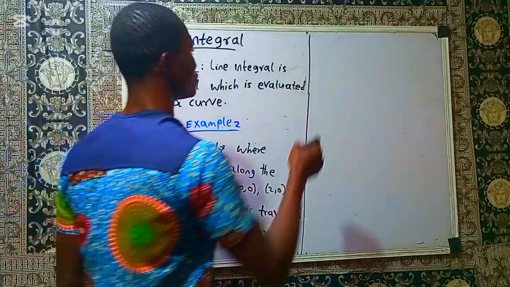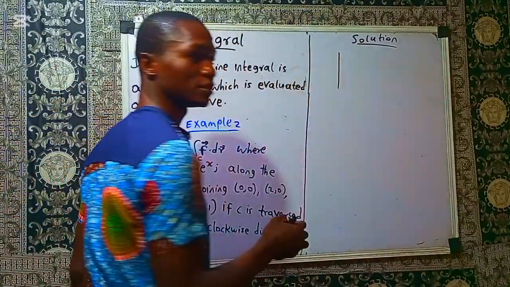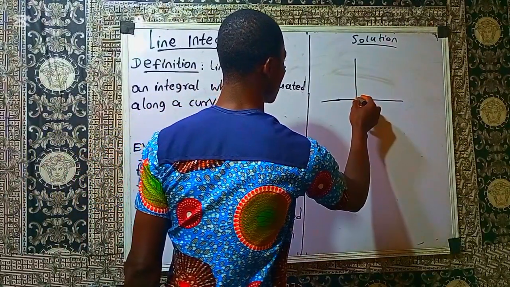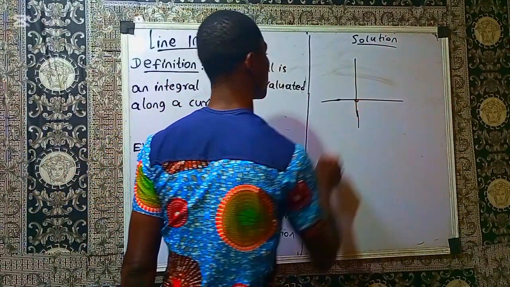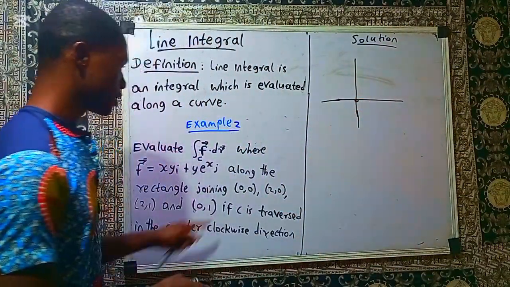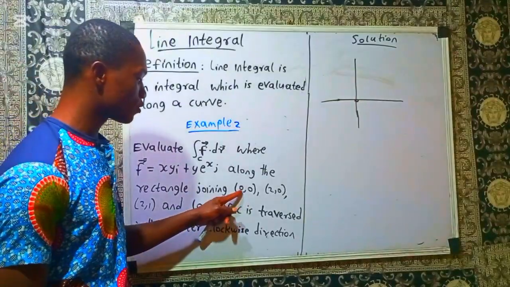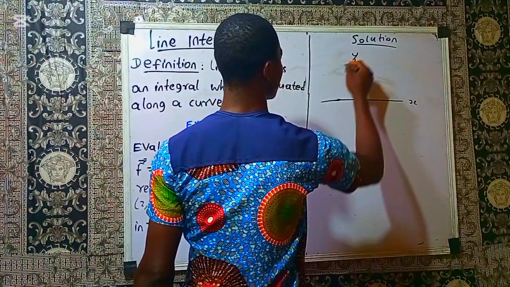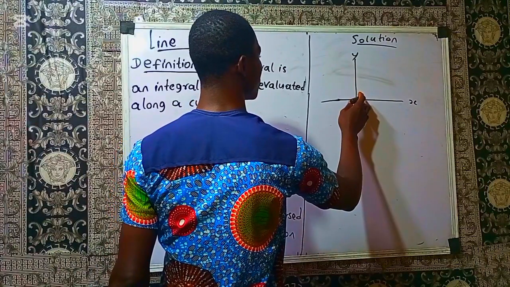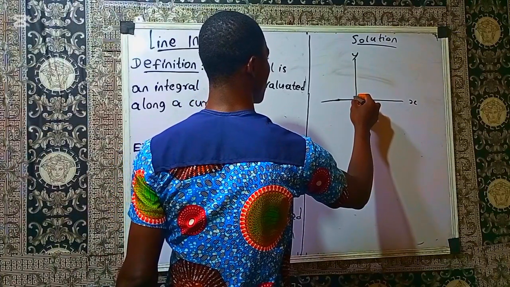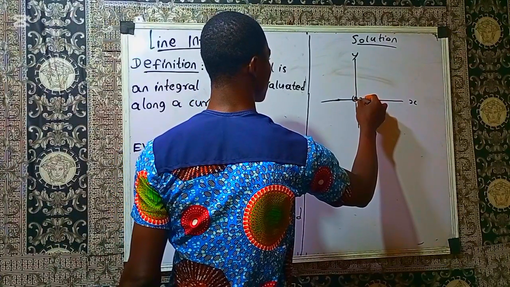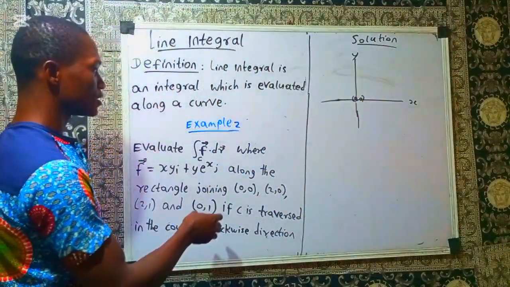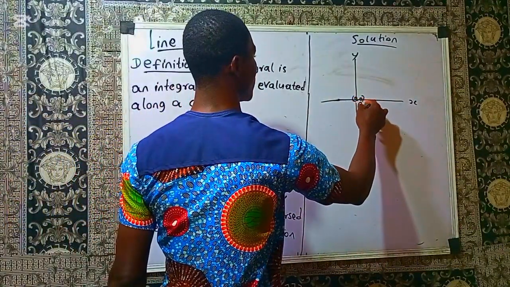So I'm going to write the solution. I'm going to try to sketch that curve. This is our origin, right? So the point will have (0,0). This is our x axis, this is the y axis. So here this point is (0,0), that's the origin, and I will call it point A.